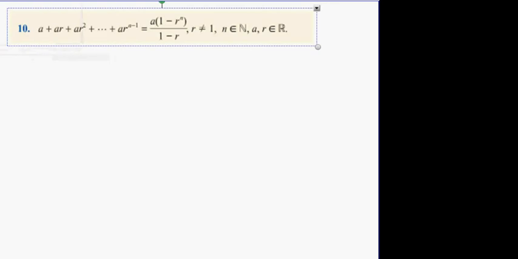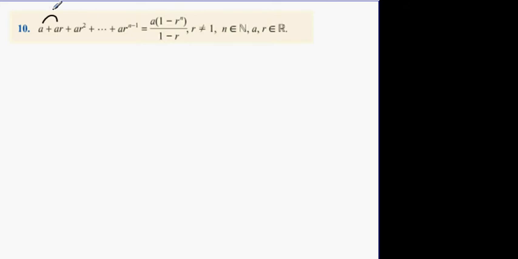Okay, so with question 10, what we have is a geometric sequence. We can see that it goes up by R every time. What we're saying about this geometric sequence is that on the left hand side we have T1, T2, T3, all the way up to Tn. All this added together has to equal Sn, the sum of a geometric sequence.